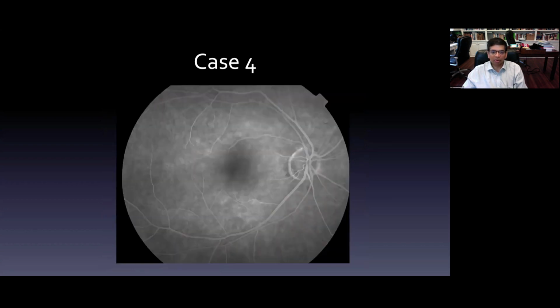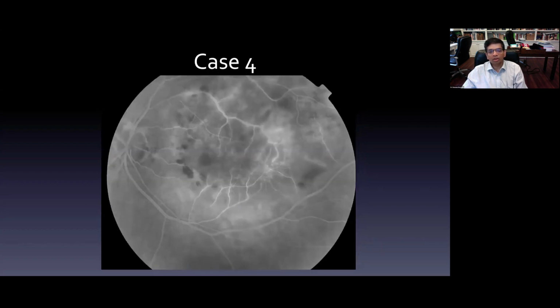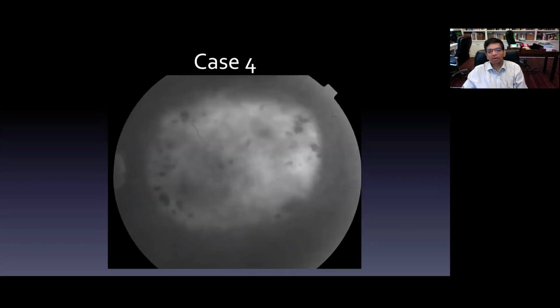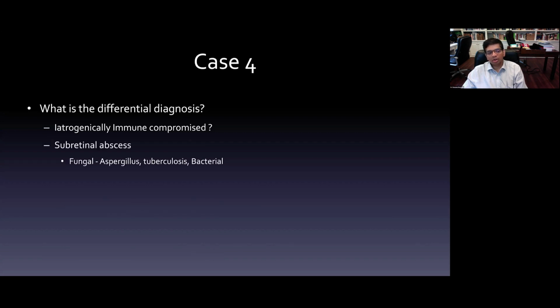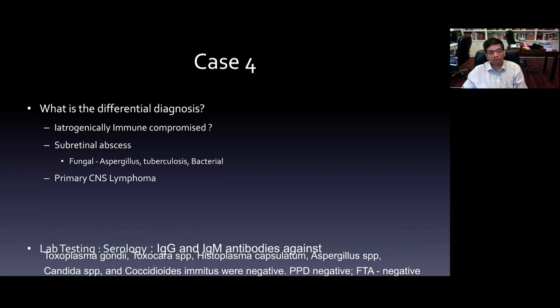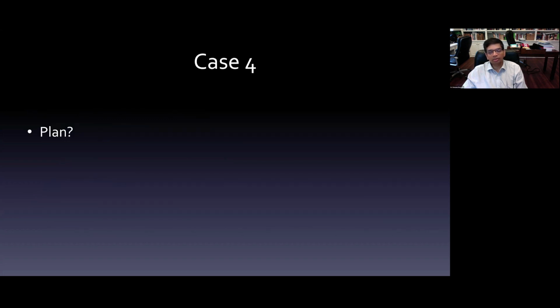There was necrotizing retinal vascular involvement that you can see on the fluorescein angiogram here, with a hypofluorescent lesion underneath in the choroid. And you can see retinal vascular ischemia present. And so I really thought this was a necrotizing granuloma. So the differential diagnosis in iatrogenically immunocompromised patients includes subretinal abscess, aspergillosis, TB, bacterial abscess, or maybe secondary lymphoma from the cyclophosphamide therapy. So we did serologic testing, which was all completely negative, including aspergillus serologies.